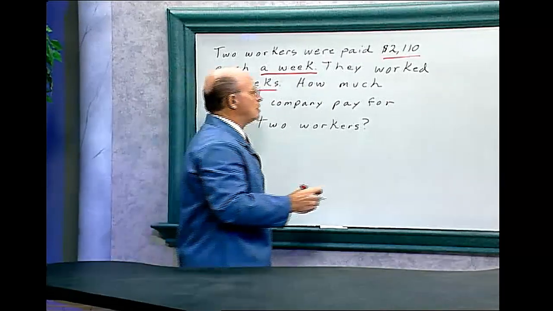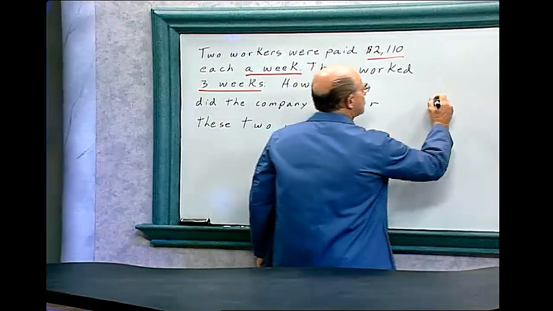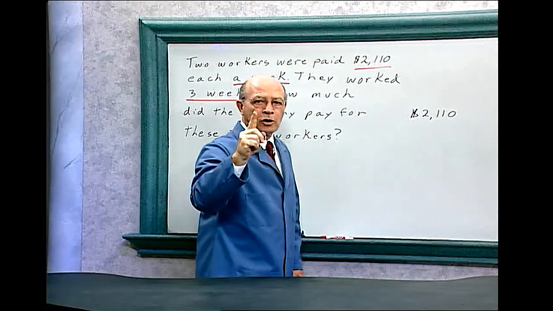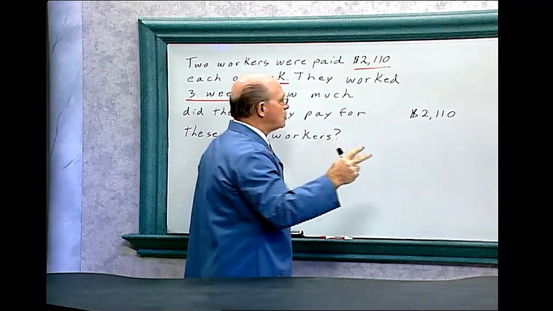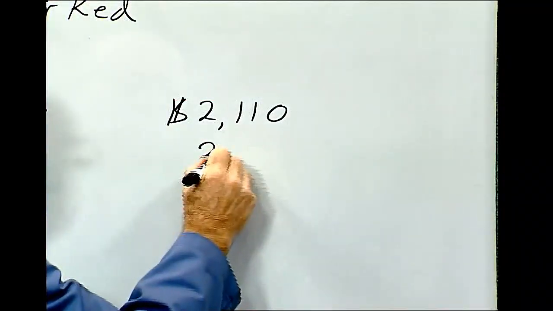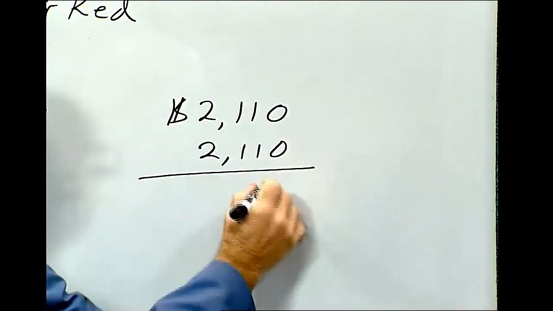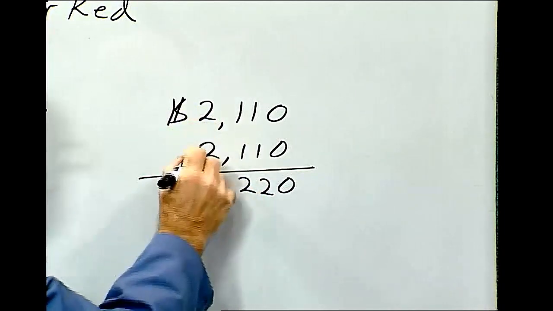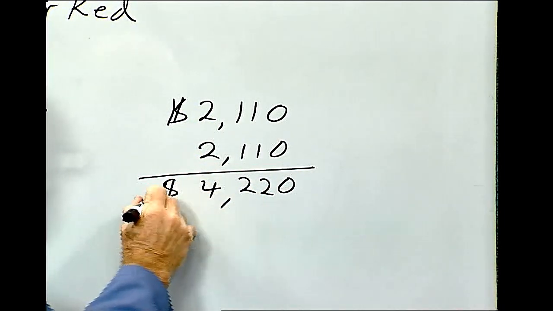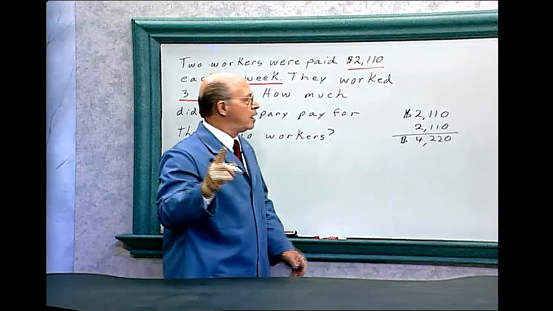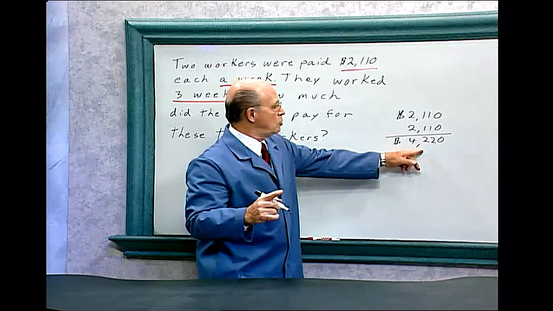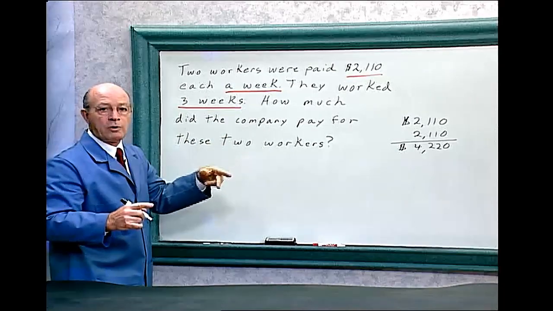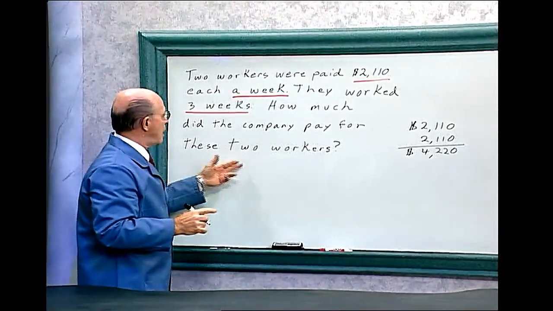So in 1 week, the company paid $2,110. That's 1 worker. But we have 2 workers, so we have to add another $2,110. 0, 1 plus 1 is 2. 1 plus 1 again is 2. 2 plus 2 is 4. So for 1 week, it cost the company $4,220. And the question is, for 3 weeks, how much did it cost the company? How much did they have to pay?